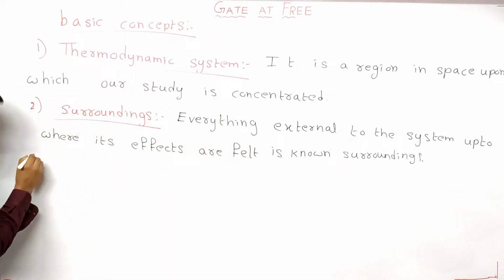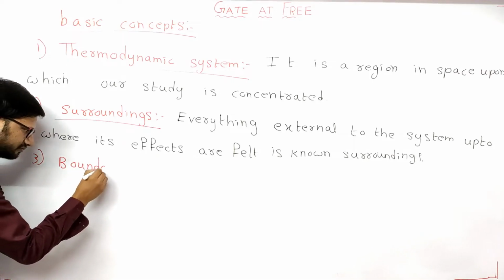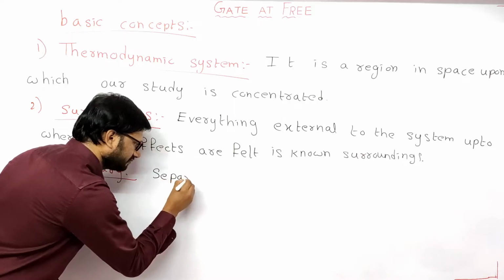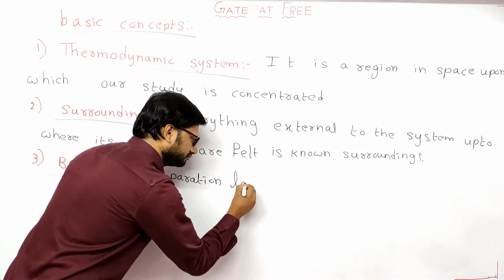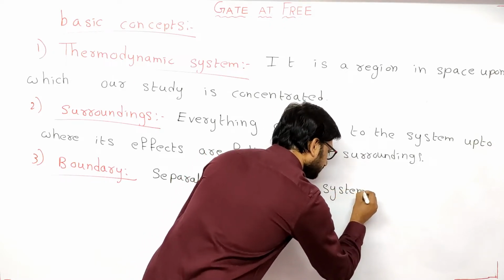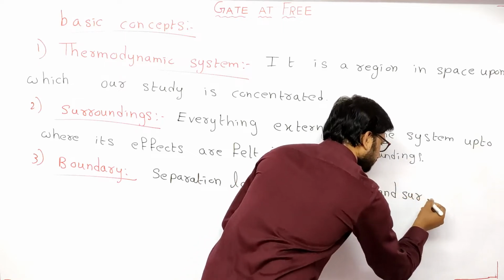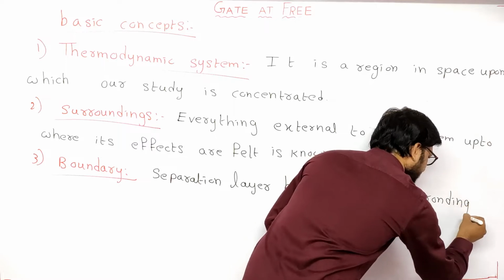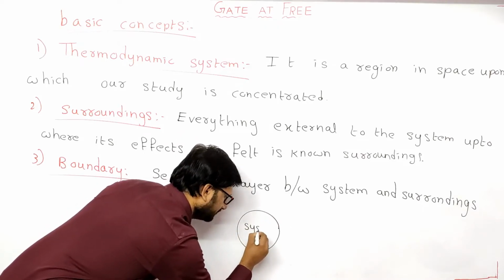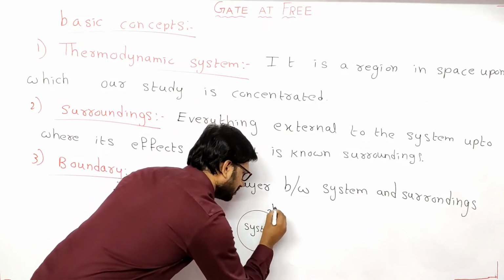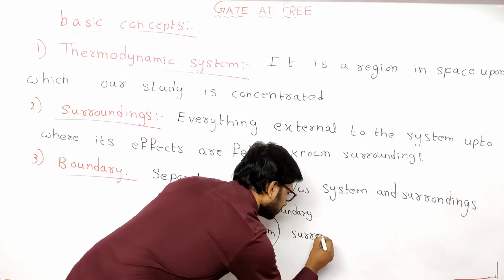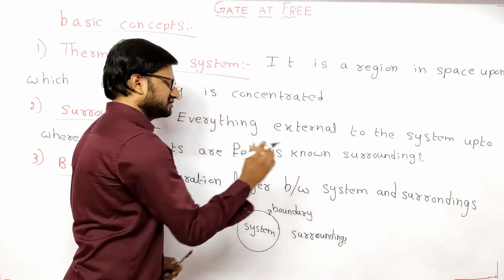Next, boundary. Now what is meant by boundary? Simply, it is a separation layer. The separation layer between system and surroundings. The separation layer between system and surroundings. Okay, this is system, and this is boundary, and external to the system are surroundings up to where its effects are felt.